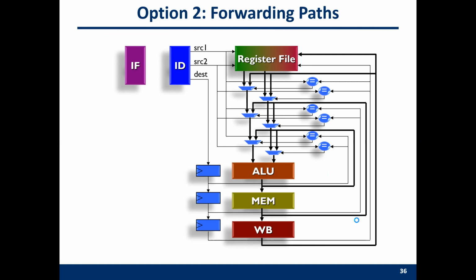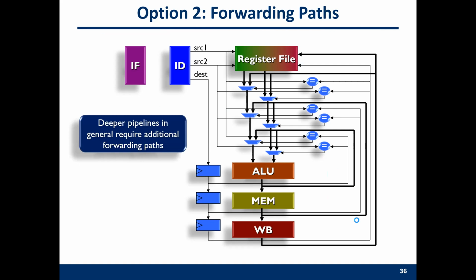The default here is about the hardware overhead. And also if you have a deeper pipeline with more stages, you will have a lot more forwarding compared to this.